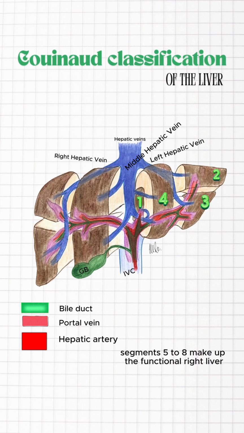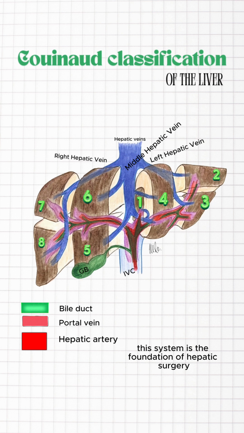Segments 5 to 8 make up the functional right liver, arranged clockwise from inferior anterior, which is the 5th segment, to superior anterior, which is the 8th segment. This system is the foundation of hepatic surgery and transplantation.